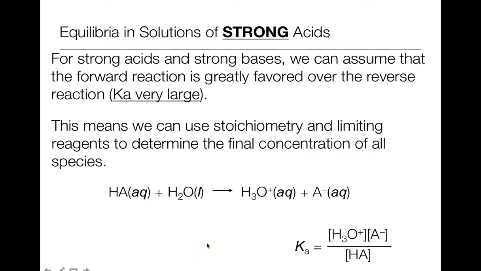So we'll be continuing on with chapter 16, talking about acids and bases and acid-base chemistry. Last time we'd finished off talking about the pH scale, how it's derived, and how we can use the pH equations to determine the concentration of hydronium in a solution.